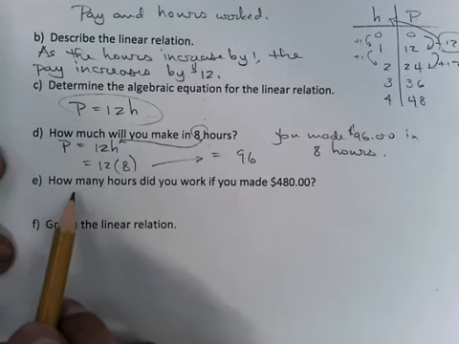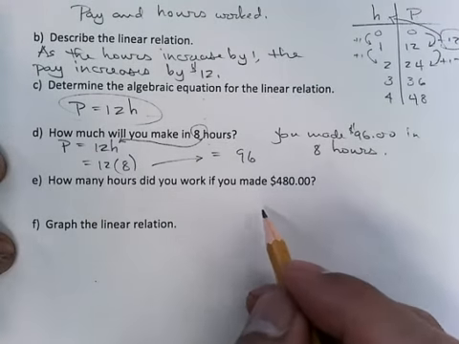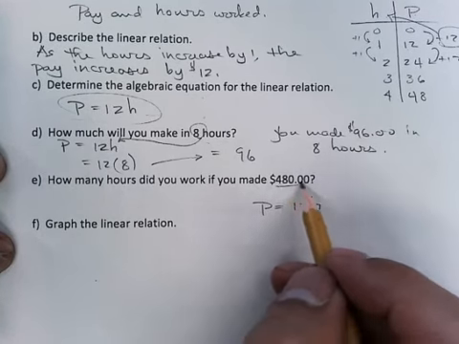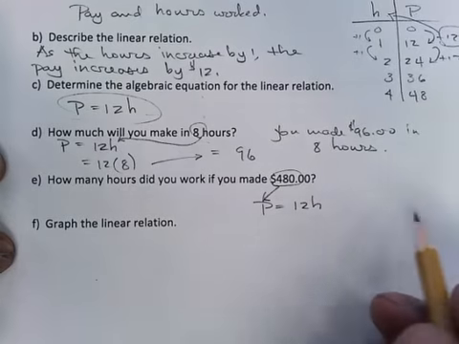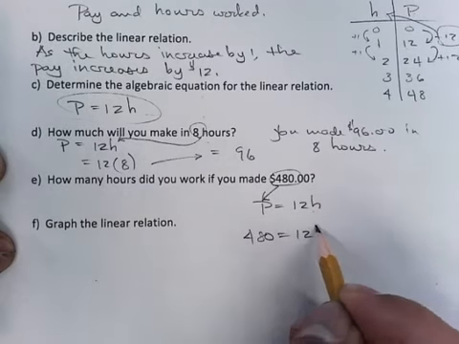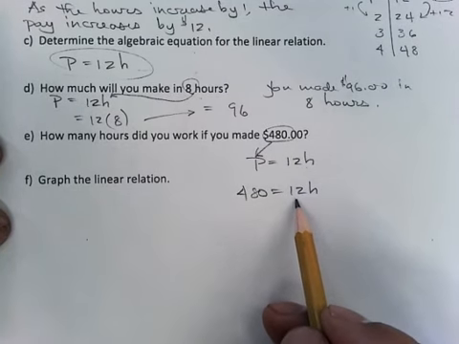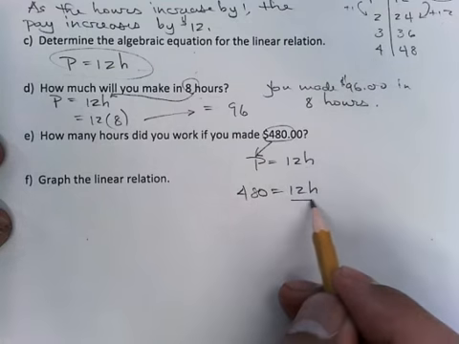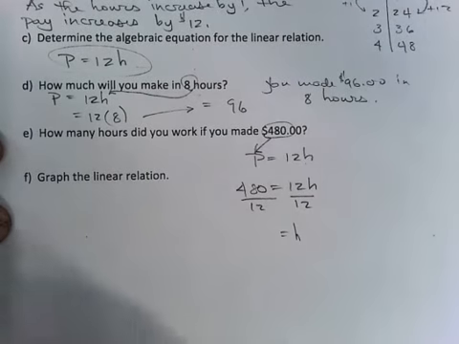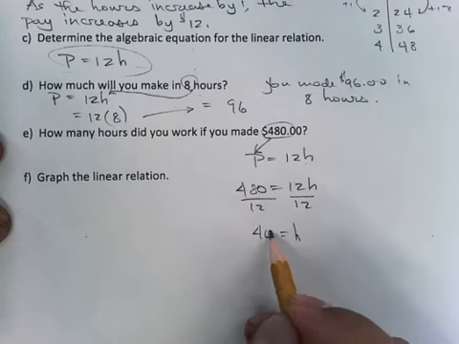Let's answer part E here. How many hours did you work if you made $480? Let's use the equation again. P equals 12h. This time, we're going to substitute 480 for your pay, and we're trying to figure out what the hours are. So in this case, 480 equals 12h. From solving equations in grade 8, this should be easy. This is just solving by division. So you divide both sides by 12. The number of hours you worked is 480 divided by 12. Looks like 4 with a 0 in the answer. It's 40 hours.